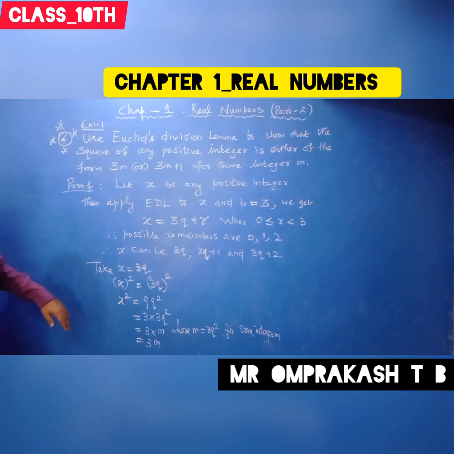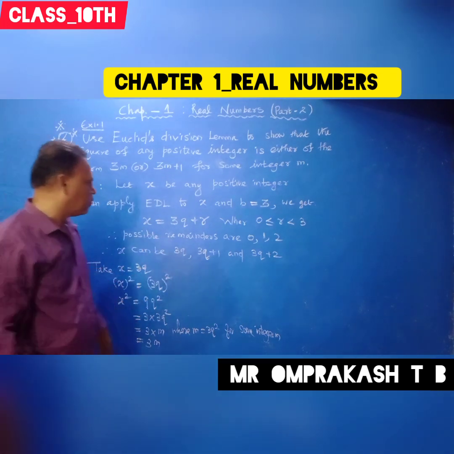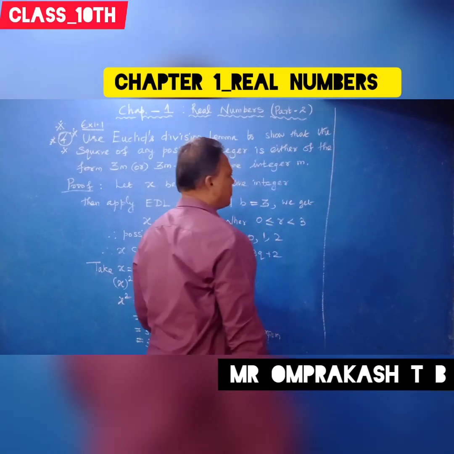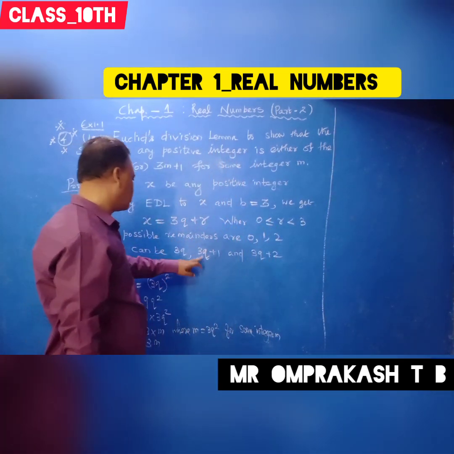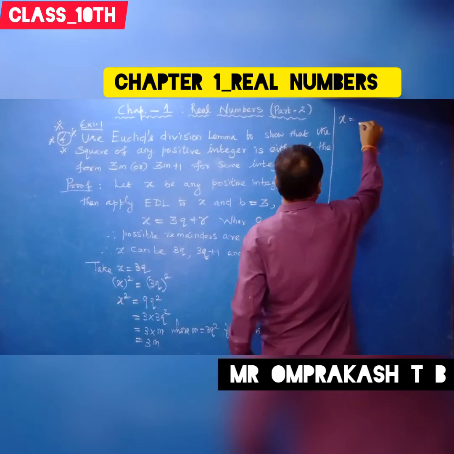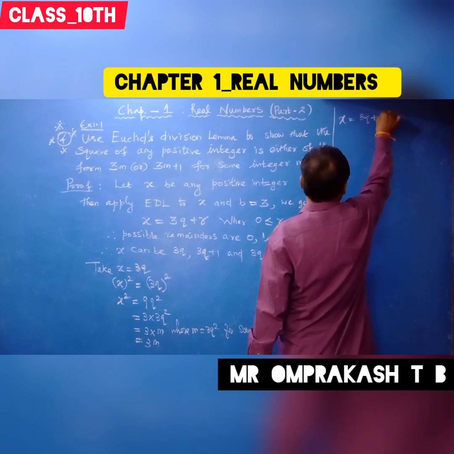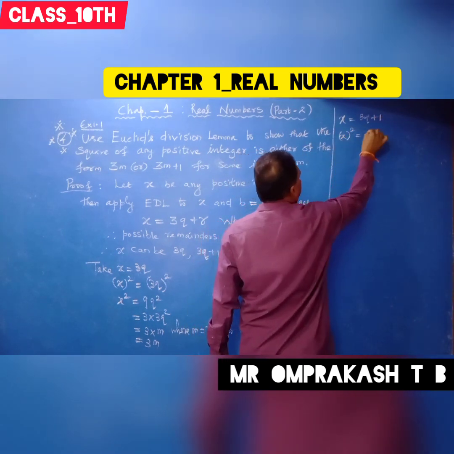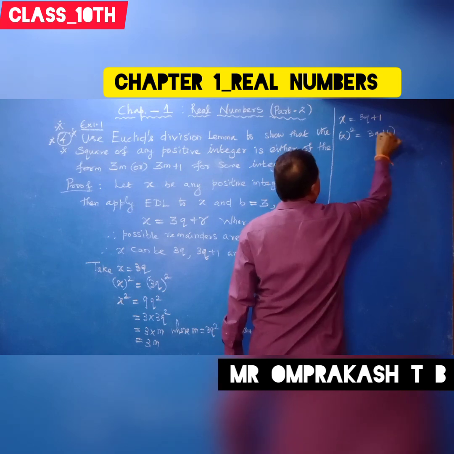Okay. Next, another number we have to do. Take another number, x is equal to 3q plus 1. Now squaring, same way you do squaring. Squaring both sides, what happens?